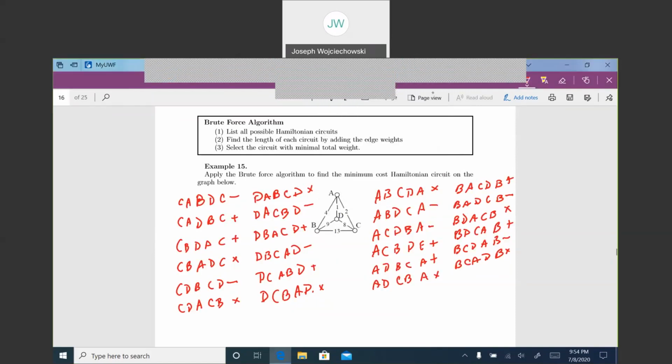Okay, so I've listed here all 24 possible Hamiltonian circuits. Now, the thing is, I've marked them. This one and this one are the same, just backwards. This should be CB or BC.